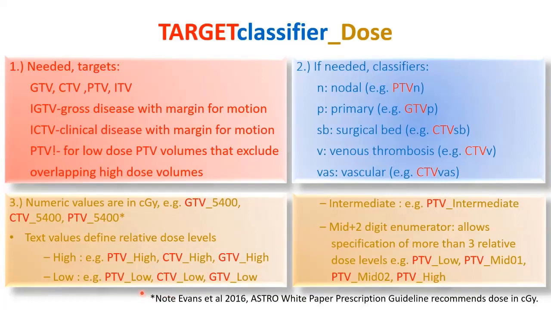What if you have more than 3 or 4 PTVs? You can use like this. PTV mid 1, mid 2, PTV high, and so on. So this one consists of 4 PTVs, one, two, three, four PTVs. And you can use it with two digits. So mid plus two digits, 01 up to 10. So you can use up to maybe 15 or 16 PTVs in your contouring.